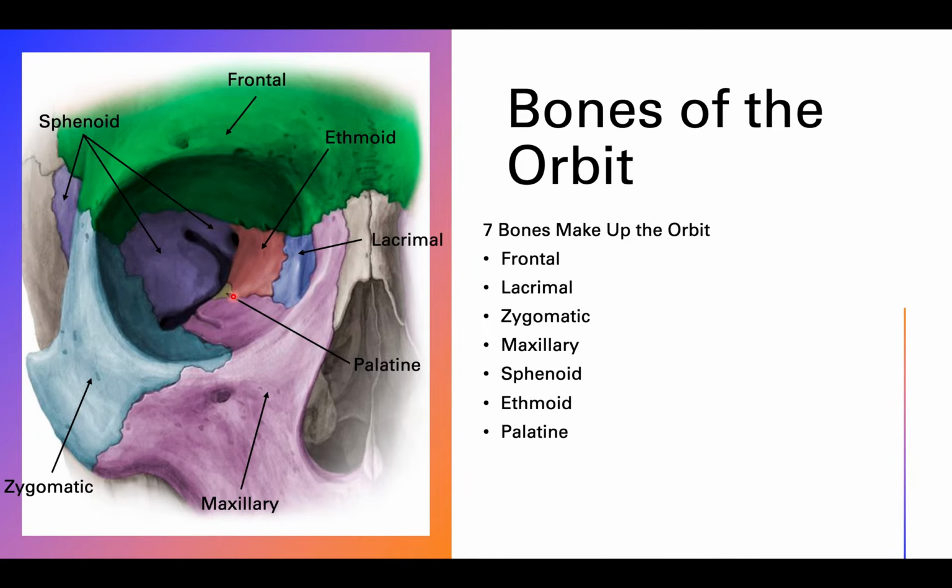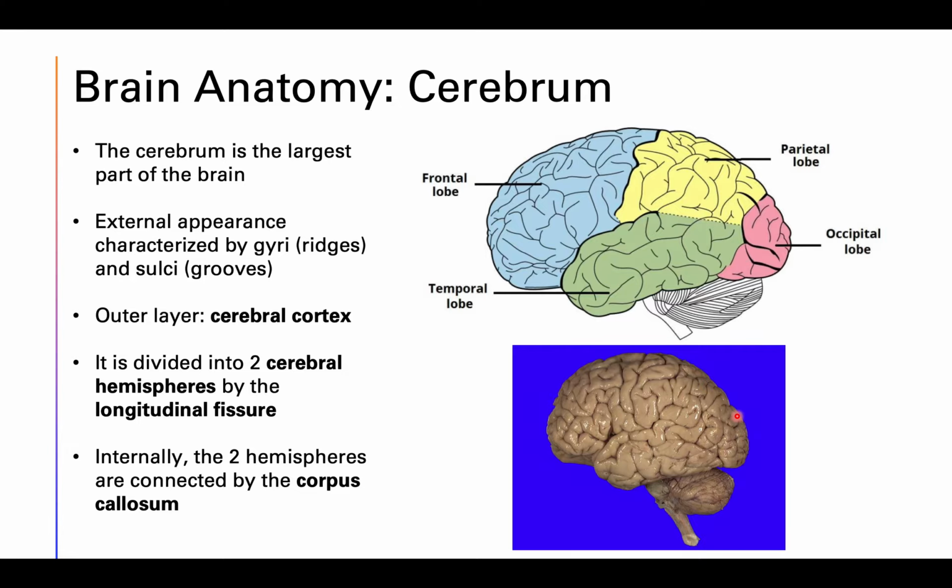This outer layer shown here is known as the cerebral cortex, which from class we know is responsible for a bunch of good things such as conscious thought, problem solving, and personality. Basically, the cerebral cortex makes you who you are. The cerebrum is divided into 2 cerebral hemispheres by the longitudinal fissure. You can't see the longitudinal fissure in this image. However, we can assume that it's located right here to separate the brain into two halves. Internally, these two hemispheres are connected by a structure known as the corpus callosum.